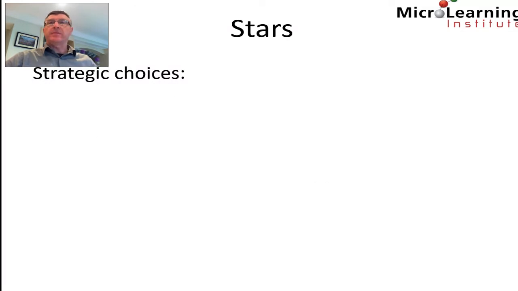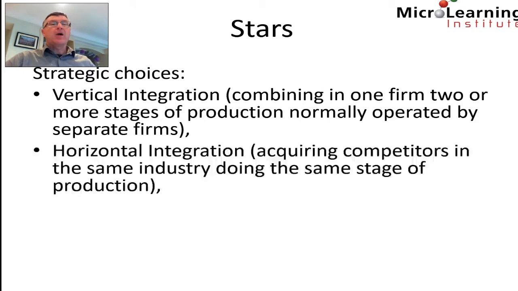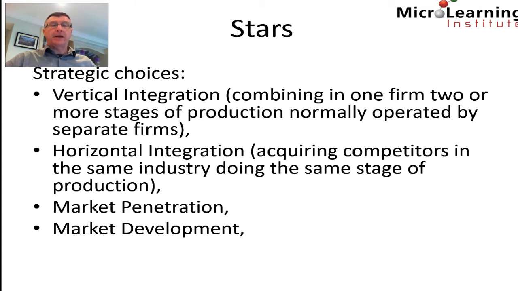Strategic choices, if we possess a portfolio of products which contains stars, include vertical integration. This is combining in one firm two or more stages of production normally operated by separate firms. Or horizontal integration. This is acquiring competitors in the same industry doing the same stage of production. Or market penetration, or market development, or further product development.